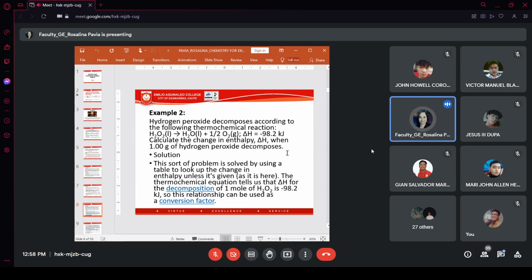Paano natin kukunin or how can we consider taking delta H given the mass of the substance or hydrogen peroxide? Walang given na number of mole, pero we are given delta H. Okay, before that, ang tanong ko, how do you determine the number of moles of a substance? Ganun na lang. Yun na lang ang tanong ko.